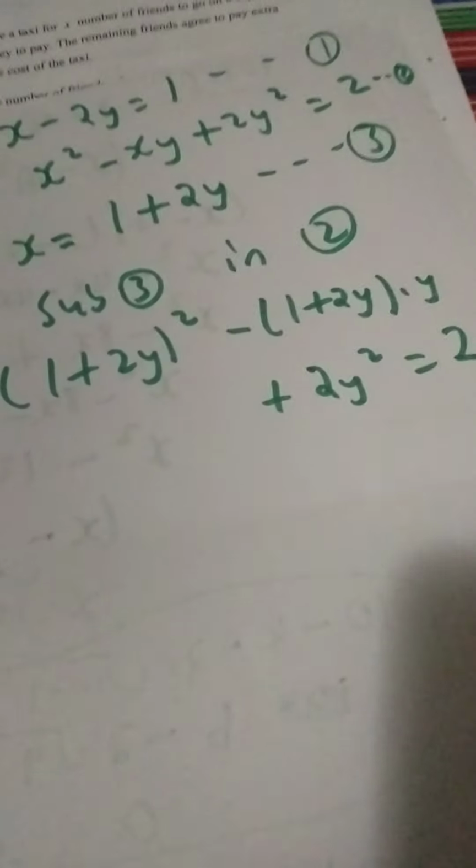Then you square it, minus. I see an x again. I'm going to put 1 plus 2y, and then times y, which is outside now. And then plus 2y squared. Everything is equal to 2. Then you just have to go and simplify and expand. Then you get your x and your y values now. That will give you your lovely 6 marks.